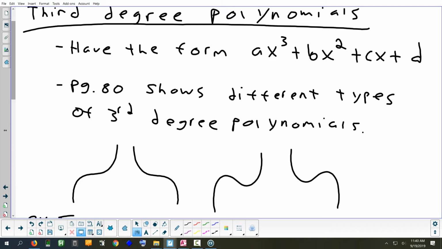The ones on the left, they kind of start to turn, but they never really make a turn. They just level out a little and keep going. Right, so these are 4 different examples of cubic graphs. 1, 2, 3, 4.